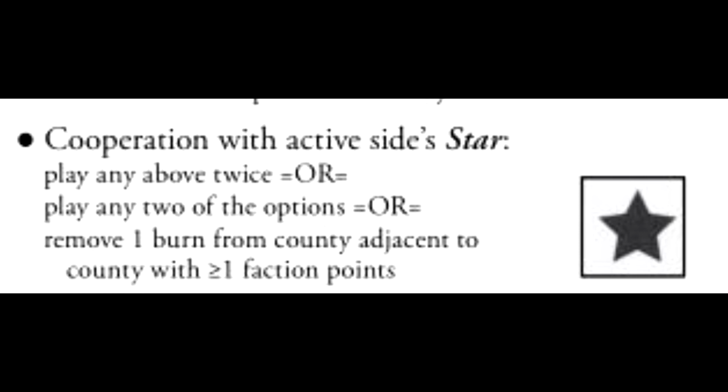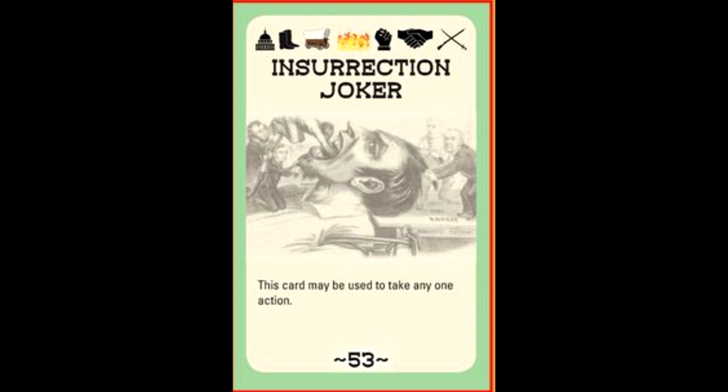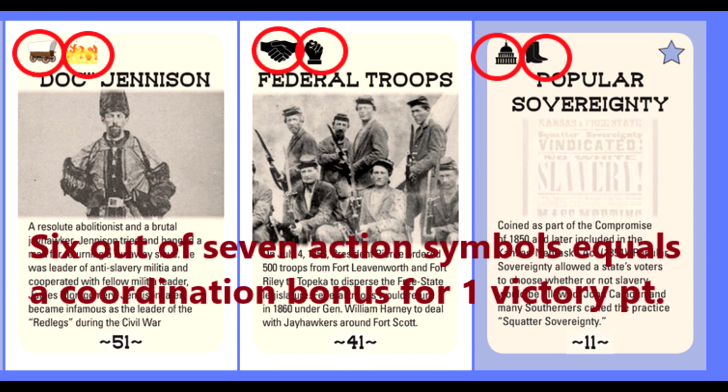Now, the Insurrection Joker is a single card in the deck, and when you play it, you can choose any one symbol action. The Joker cannot be used to form a coordination bonus. A coordination bonus is just a little extra point that you can get. What you have to do is have 6 of the 7 card symbols on your 3 cards. When you have those, you can discard all 3 cards and draw 2 cards from the deck and give yourself a victory point.